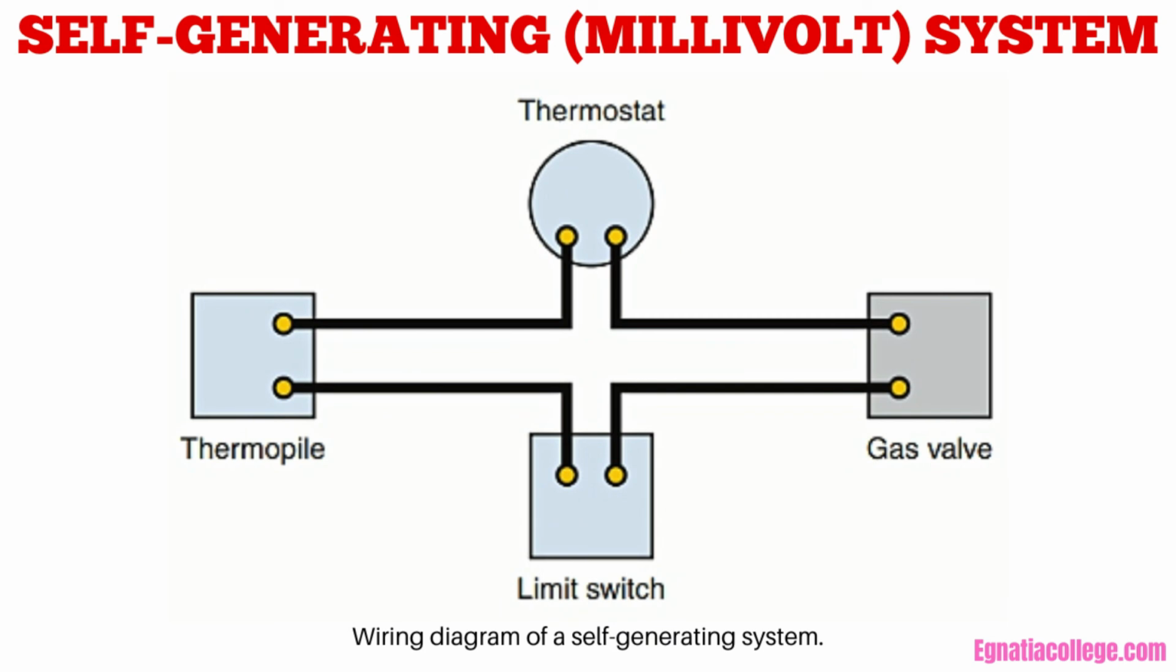Self-generating millivolt system. Several manufacturers of gas burners provide self-generating systems on decorative appliances such as gas fireplaces. These systems do not require an outside power supply. This figure shows the wiring diagram of a typical self-generating system. The components are connected in series. The small amount of energy required by the gas valve is supplied by a thermopile.